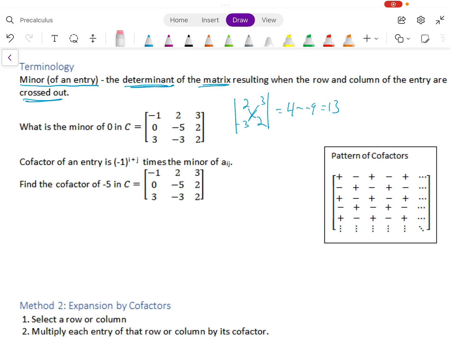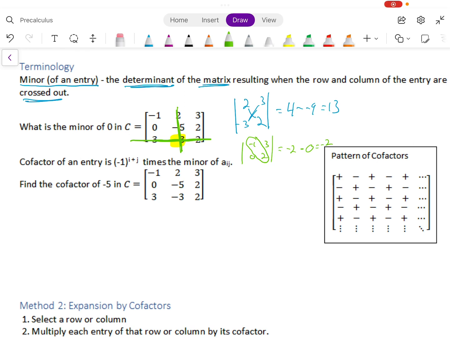So let's do another one. Let's find the minor of negative 3. So here's the negative 3. We want to think of the determinant if we cross out the row and column that negative 3 is in. Again, you can do that mentally, or you can cover it with a pencil or something. But we have negative 1, 3, 0, 2. We want to find the determinant of that. That is negative 2 minus 0, so it's negative 2. So that's how you find the minor.